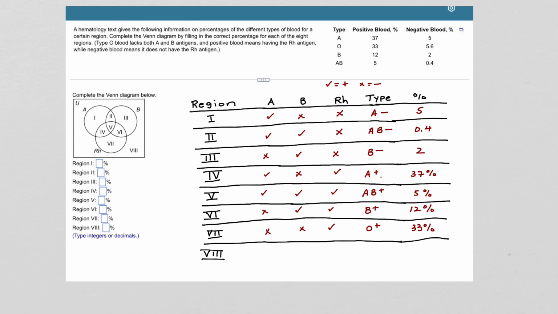And finally, section 8, we are outside all three circles. So this is O negative, and that is pretty rare. Not the rarest, but 5.6%. So I guess I decided to go ahead and put the percent signs in there. I'll go ahead and add them here. All right. So that is how you determine the percentages for this problem.